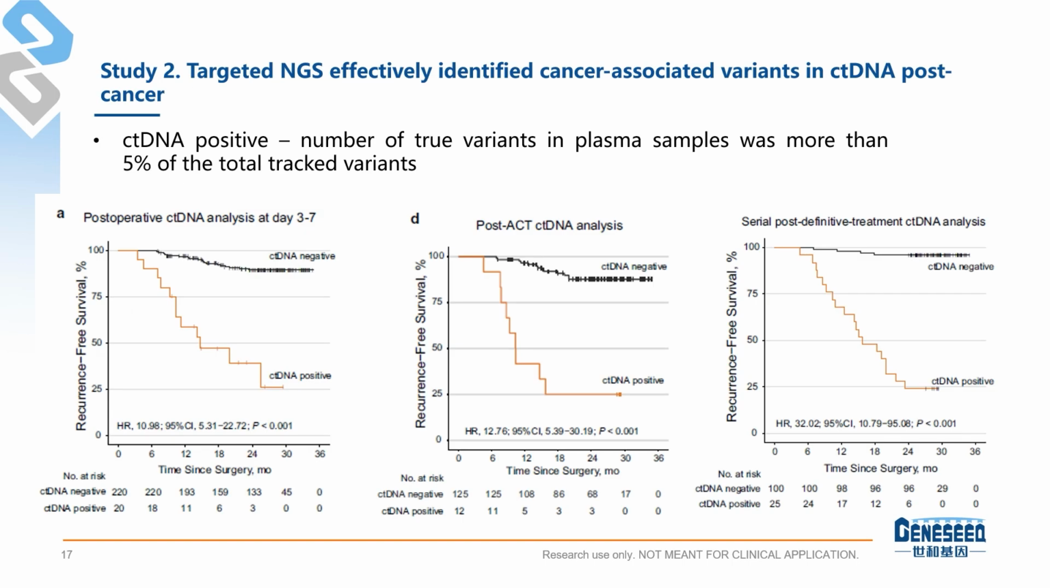For this study, what we defined as ctDNA positive samples were the plasma samples that had no less than 5% of their total tracked variants being defined as true variants, which were also found in the matching tumor samples. Now, from the survival analysis, we can see that regardless of the time point, whether it be post-operative, post-adjuvant chemotherapy, or serial post-definitive treatment, the recurrence-free survival of the ctDNA negative group was always higher than the ctDNA positive group.